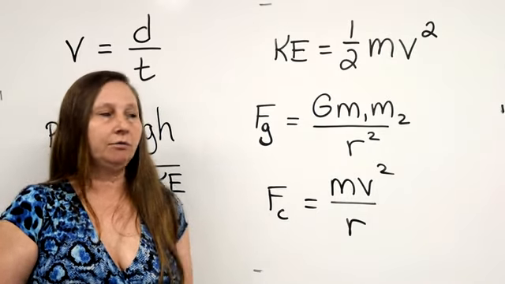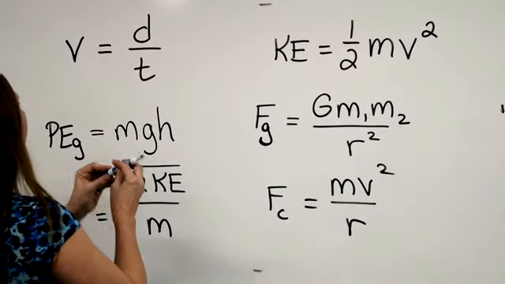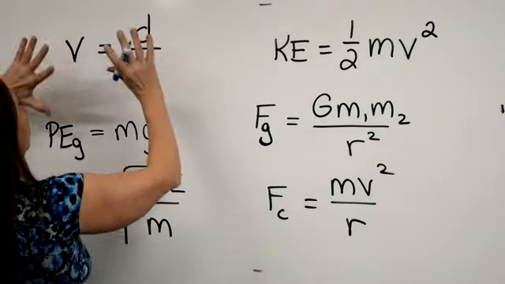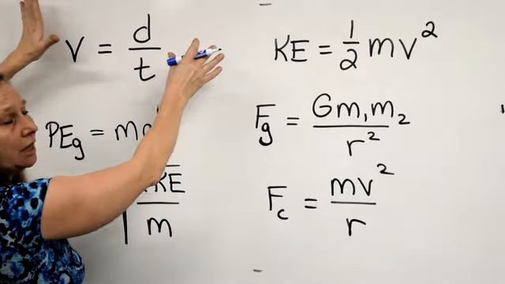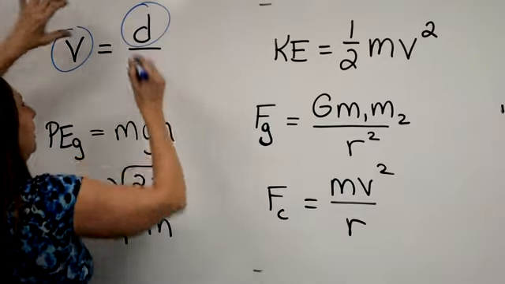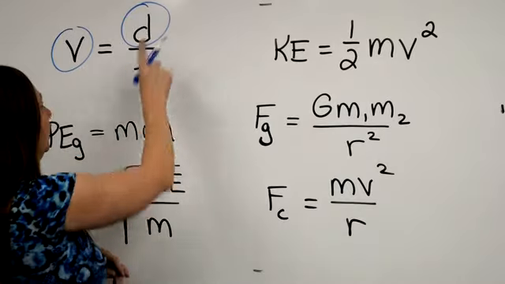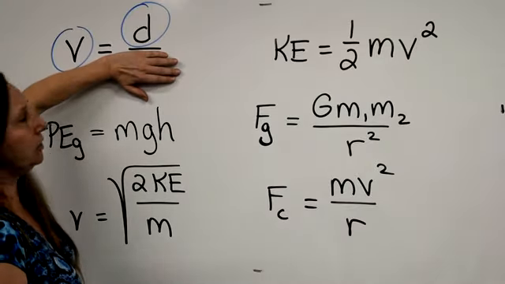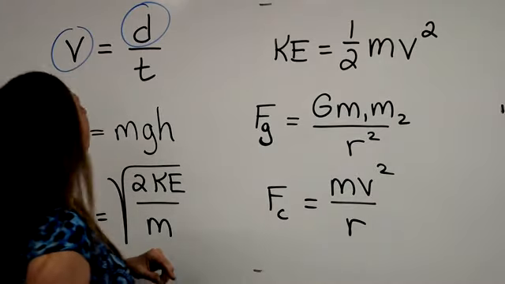So direct relationship, now watch. We're comparing distance and speed. They're both on top, on opposite sides of the equal sign. They're both in the numerator. This is a direct relationship between distance and speed. That's not a direct relationship to speed.